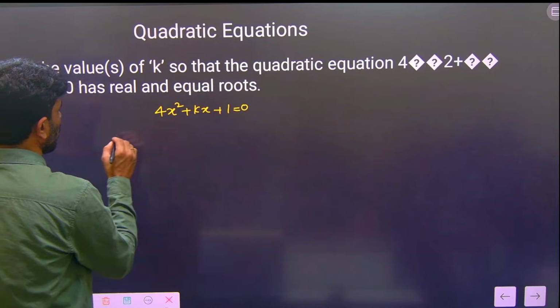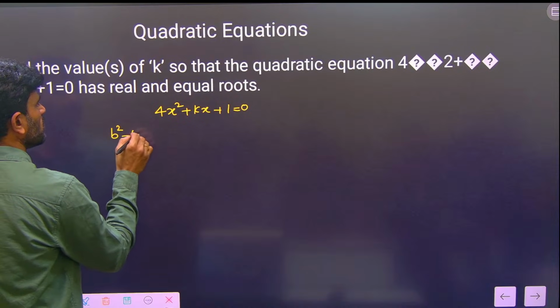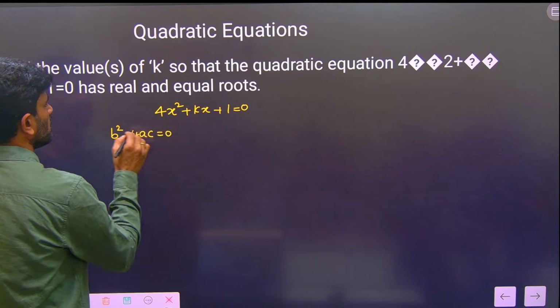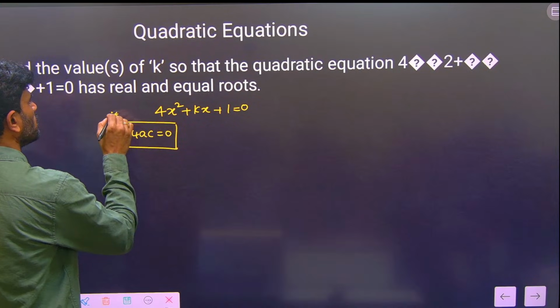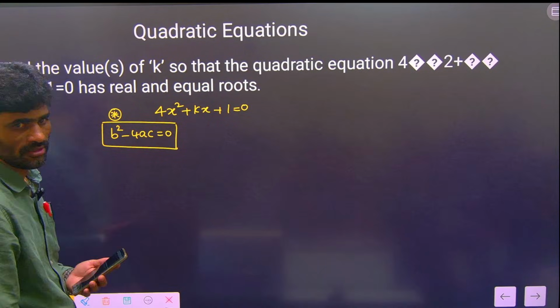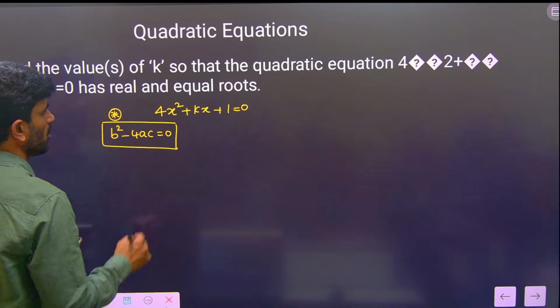This is a very important concept. Compulsory you will get one question based on this. Either greater than 0 or equal to 0 or less than 0. One question comes based on the discriminant. Remember how to solve it.